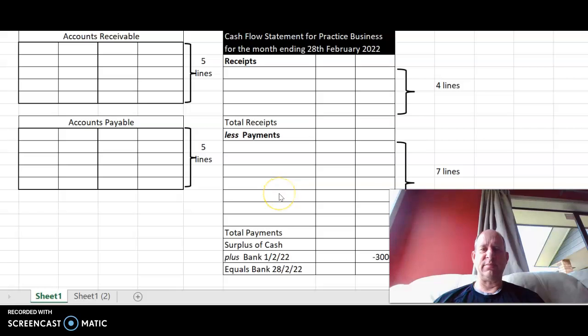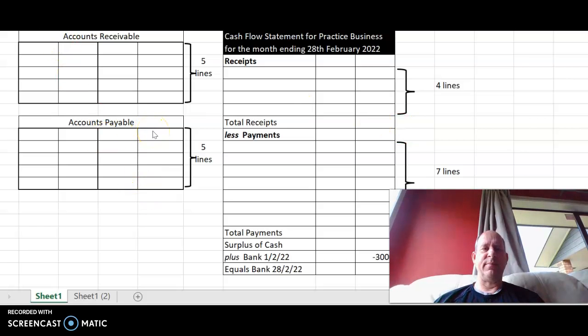changes in payments. In your 1B5 exercise book you've been working through, I'd like you to set up a new page, cash flow statement, and write in the accounts receivable ledger there, the accounts payable ledger, where we'll do our workings, and over here the cash flow statement right through to the bottom. Press pause and I'll see you when you're finished.